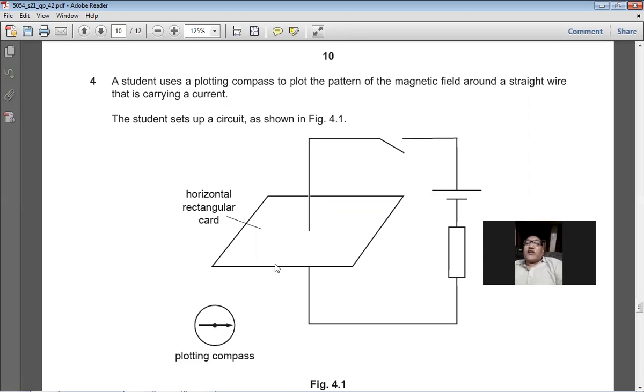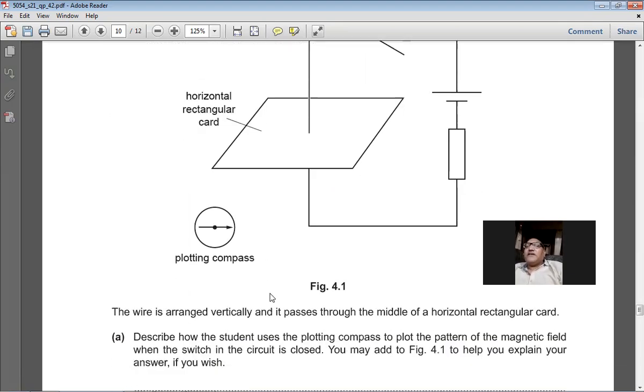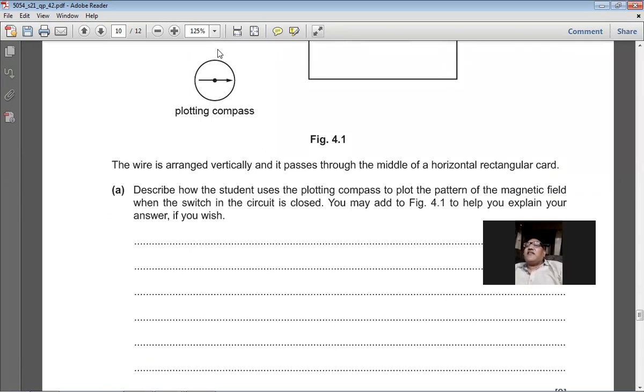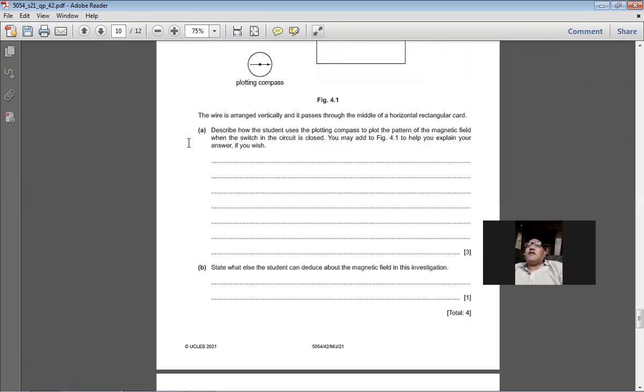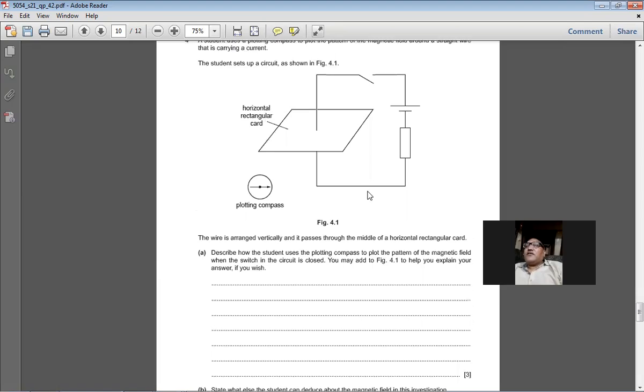So this is a straight conductor. When the current is going downward in this wire, the magnetic field around it will be clockwise. And he says, the student sets up the circuit as shown in the figure, with a horizontal rectangular card. So it's a card, a kind of hard paper. And this wire is passing through this. And here we have a plotting compass. And he says the wire is arranged vertically. Let me reduce the size so you can see the whole thing.